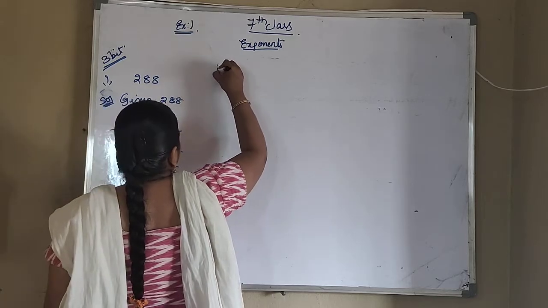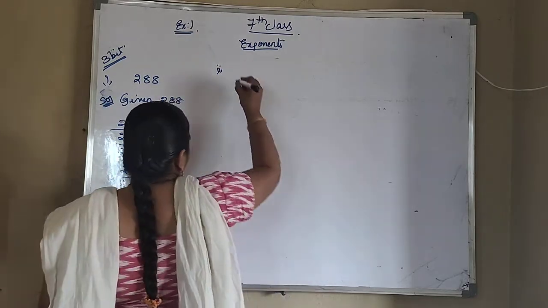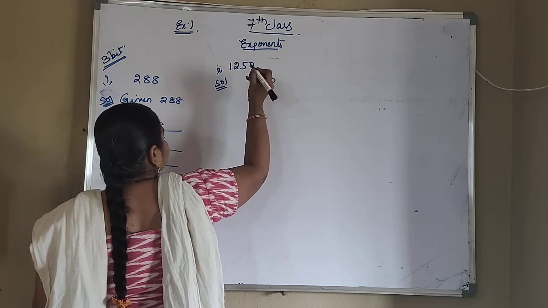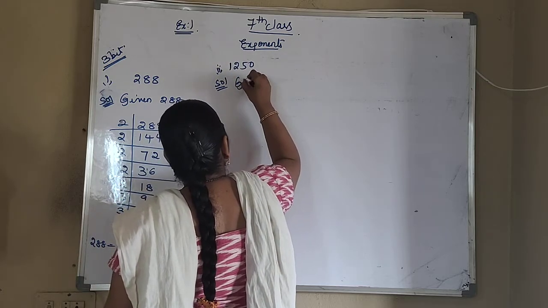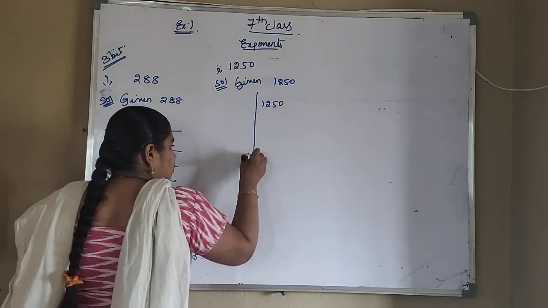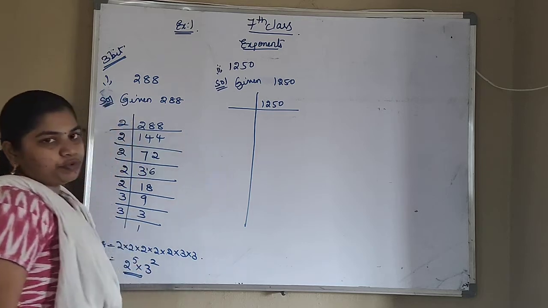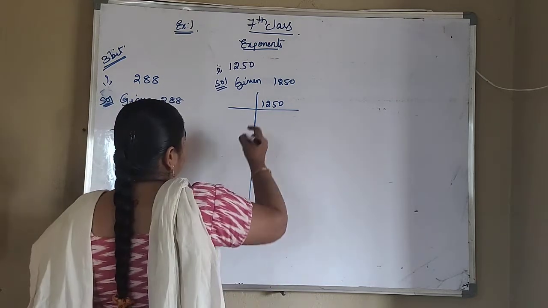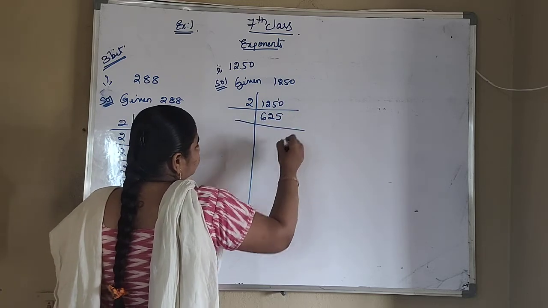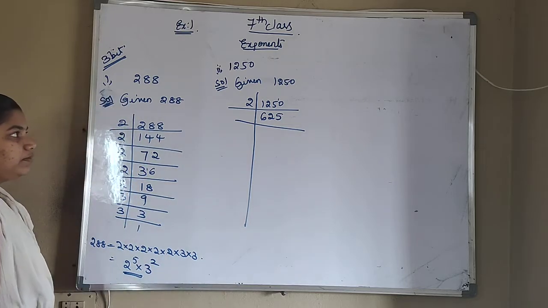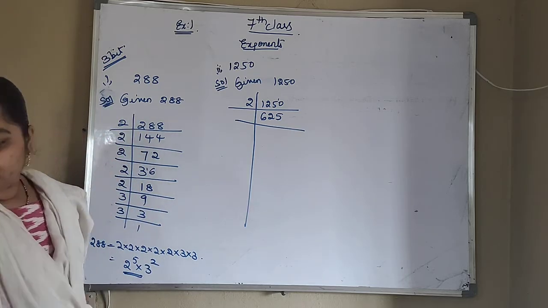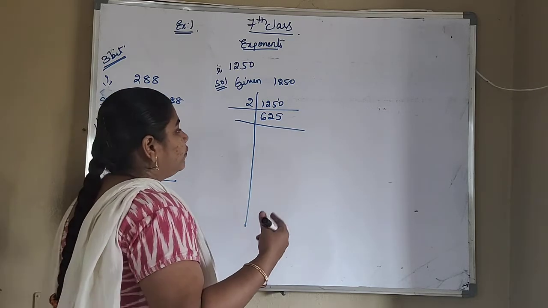Okay. So next one, 1250. So 0 is an even number, so it will go in 2 table. Okay, so cancel it in 2 table. 2 6s are 12, 2 2s are 4, 2 5s are 10. That is 2 625 times is 1250. So 5 is an odd number, so it will go in 5 table.